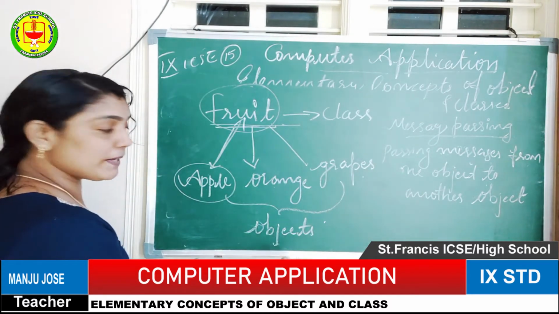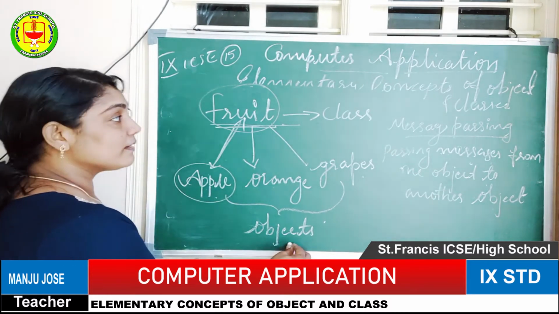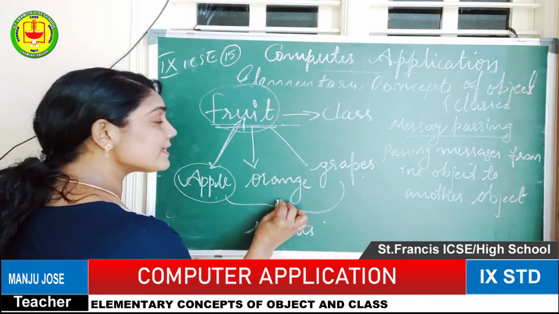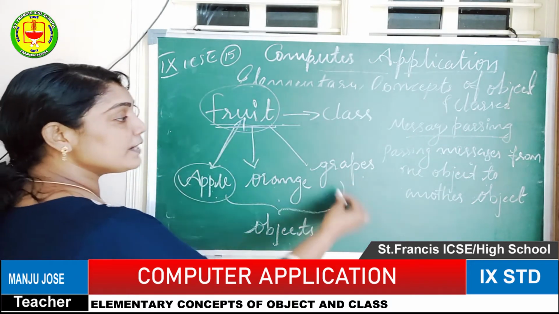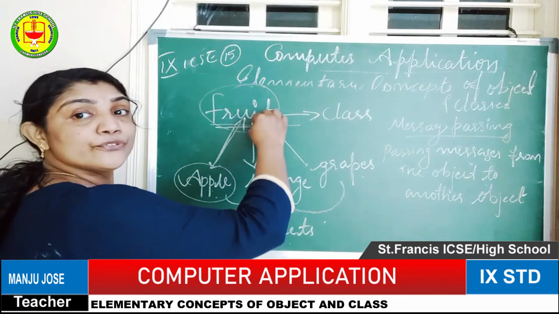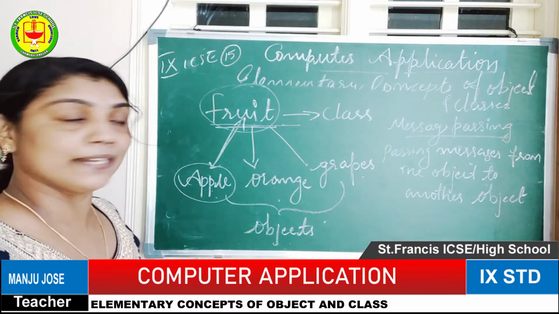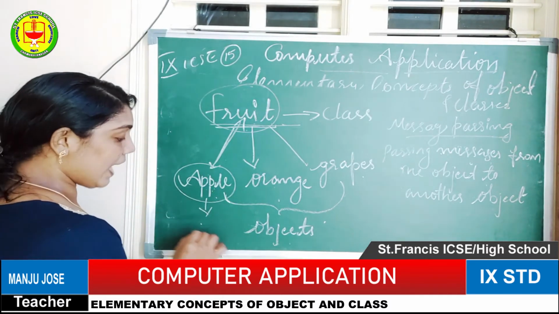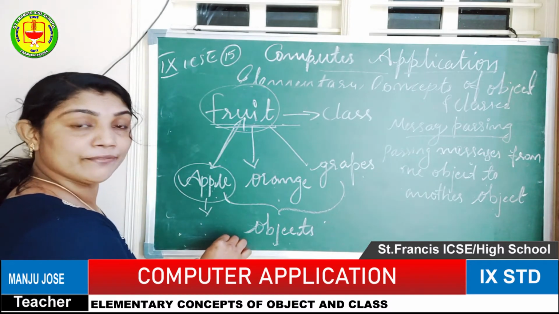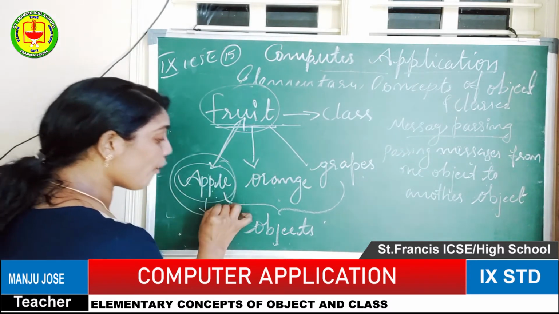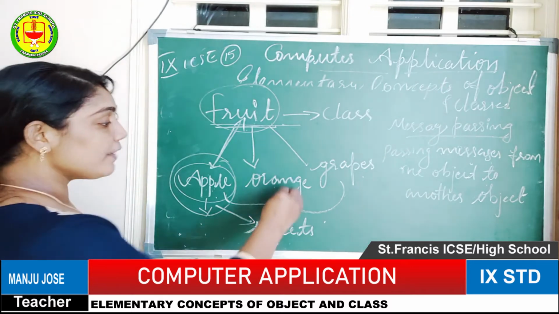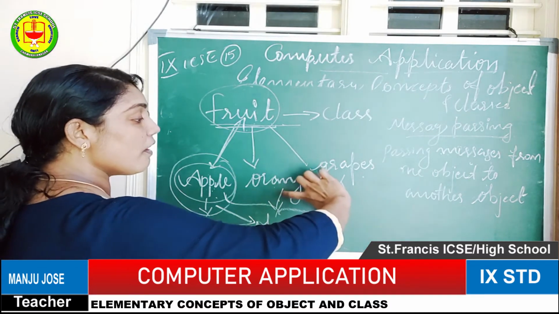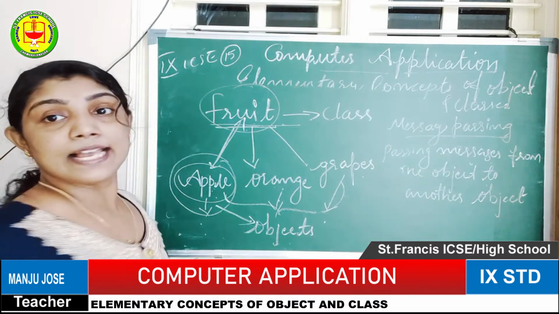So how are we going to explain it? Apple is an object of the class fruit. Orange is an object of the class fruit, and grapes is an object of the class fruit. This is the way we are going to explain it. The taste of the apple will be different, the color of the apple will be different, the size of the apple will be different. So these are the properties of objects. Orange is also like that, grapes also like that. So this is the relationship between the objects and the classes.